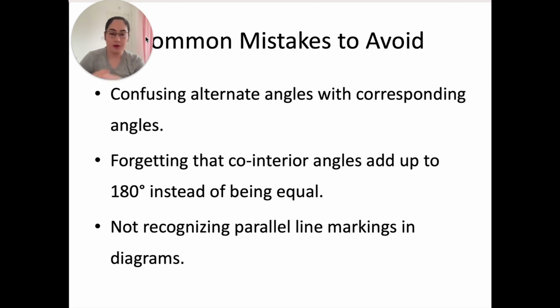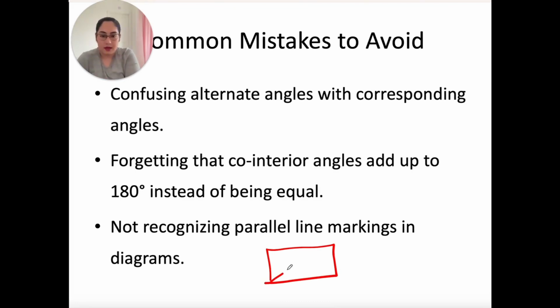And then not recognizing parallel line markings in the diagram. So it's very common where you get a question, like the previous one, where it's not very obvious that they're parallel lines, and you are not able to spot the transversal of the parallel lines because they're within a triangle, right? Or within a rectangle. You could get a question that's something like this, terribly drawn, but these two, and it's labeled like this.